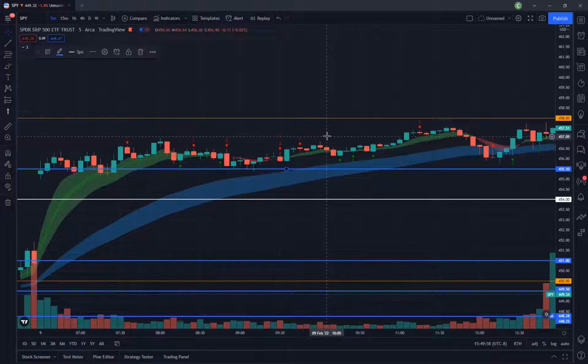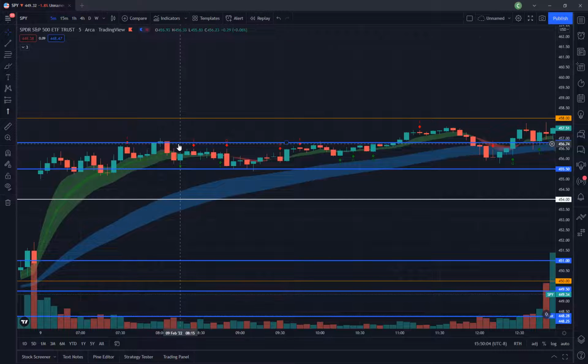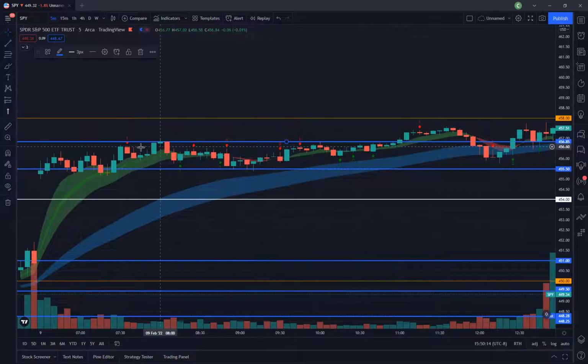What's another one we could do? Maybe right here-ish. Okay, let's get it above this green. So a round number, 455.50, 456.85, right? Right at the top here, it comes back down. That's just kind of what I'm seeing.